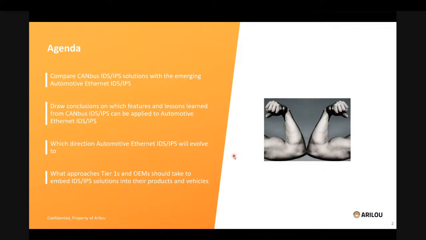Since the Automotive Ethernet is an emerging technology, we need to understand and try to predict where it is going to and what we need to do to protect it. And finally, looking from the perspective of a tier one and an OEM, thinking about what course of action should tier ones and OEM take in this respect.